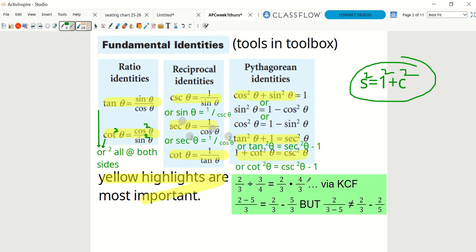So some other things to note: keep, change, flip. If you have division of fractions, keep, change, flip. If you have a fraction with a similar denominator, you can rewrite it into 2 fractions. Basically you have 2 terms on top, 1 on bottom. You can rewrite it into 2 fractions.